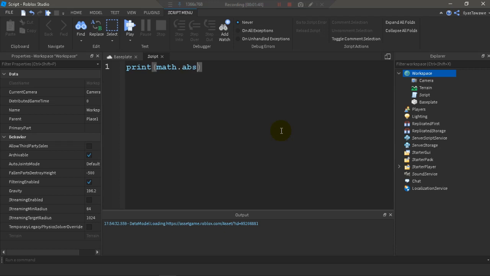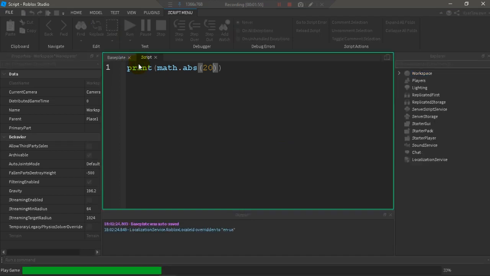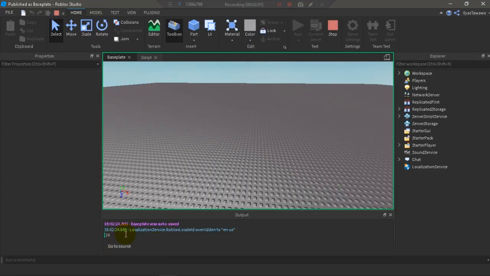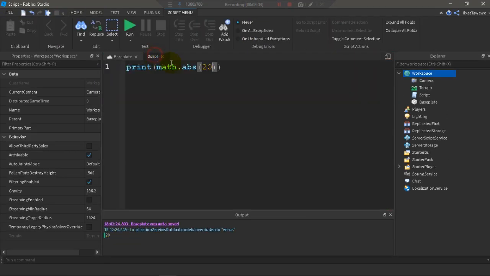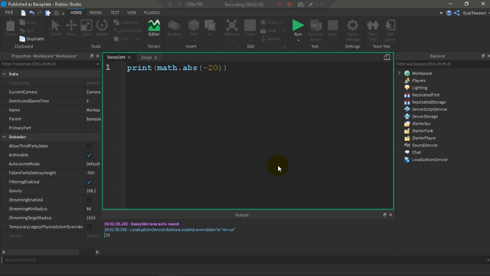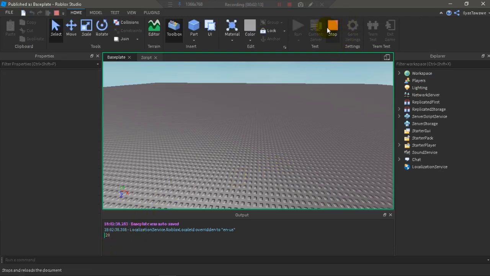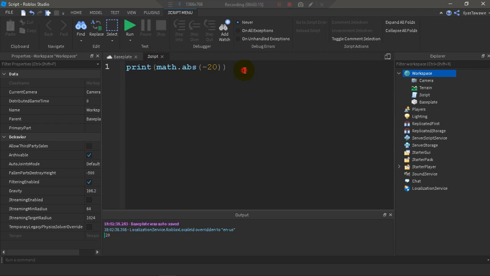You give it a parameter, for example 20, and let's run and see the output. It's given us 20, and what about minus 20? It's given us 20, as you see. So it just returns the positive value of any number you give it, even if it's negative. It's just gonna return the absolute value.